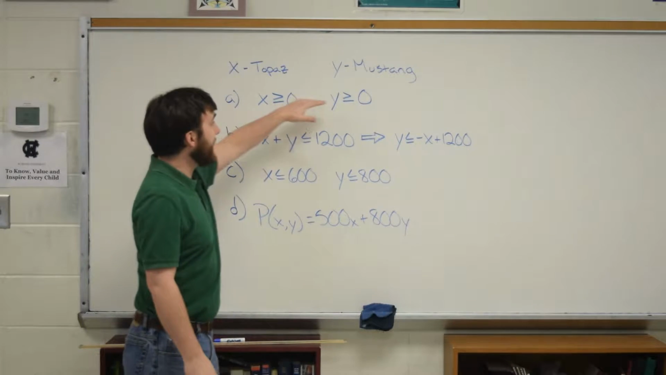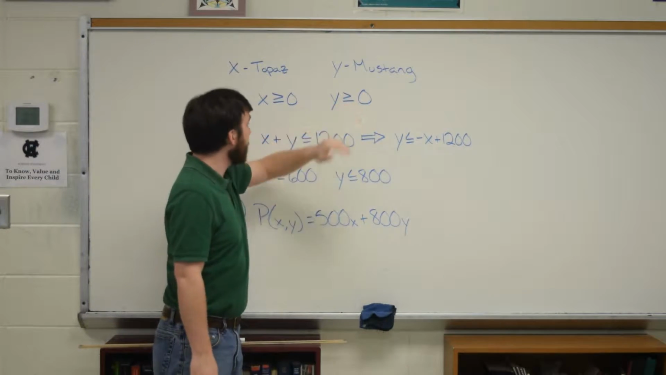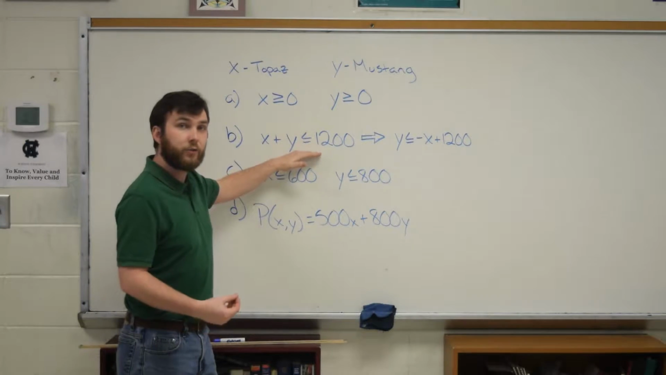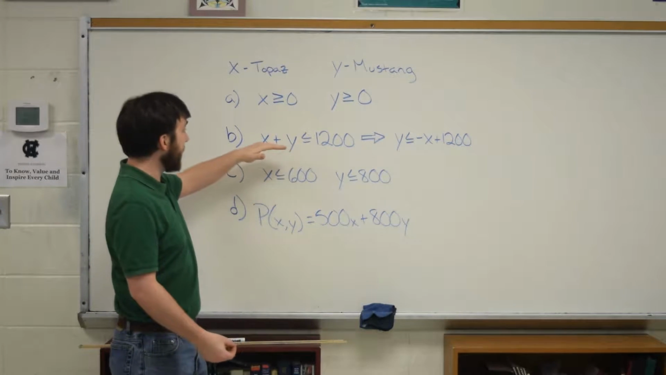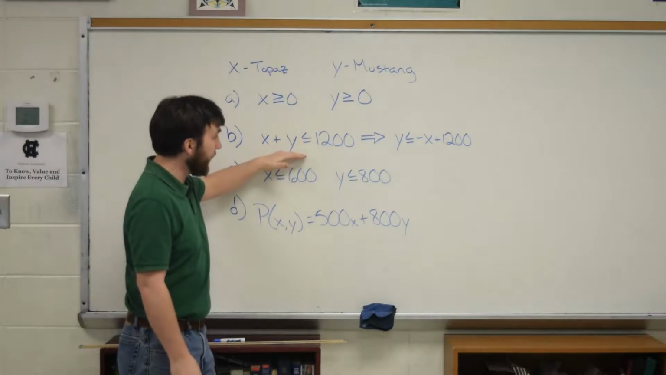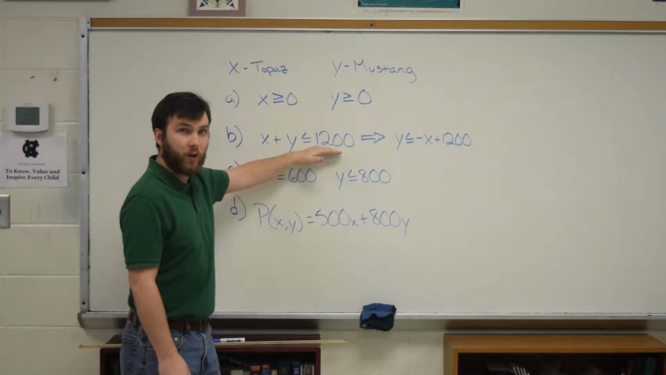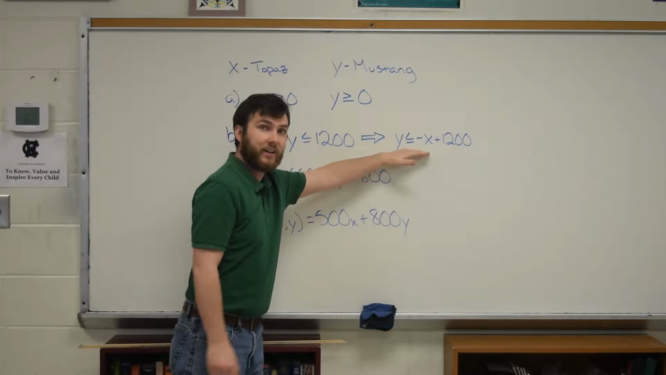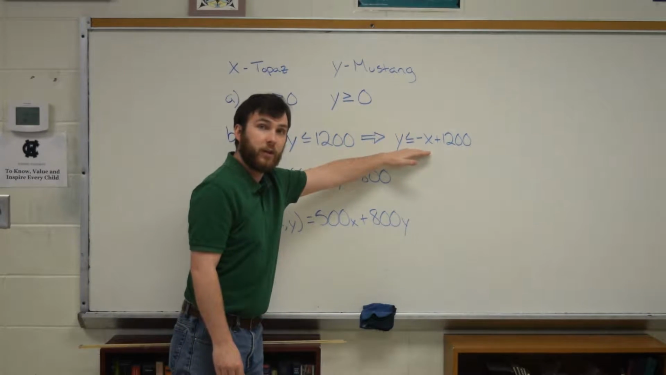Alright, once again, they cannot be negative. Here we're going to make less than or equal to 1,200 cars total. So that's all of your Topaz and all of your Mustangs, less than or equal to 1,200. Getting Y by itself, you just have to subtract the X over. So it's negative X plus 1,200.